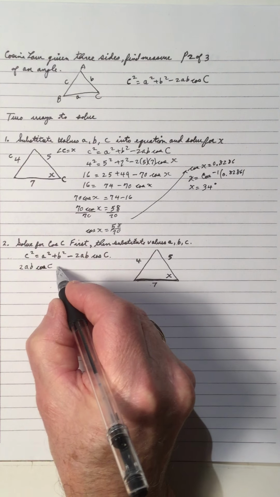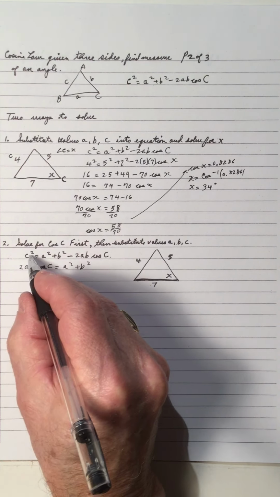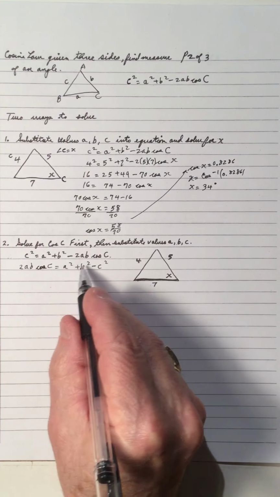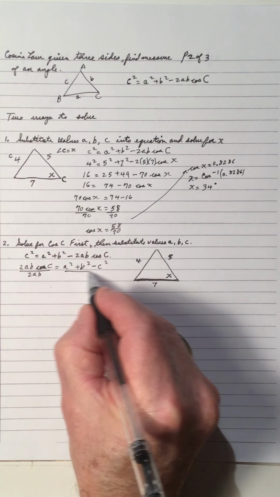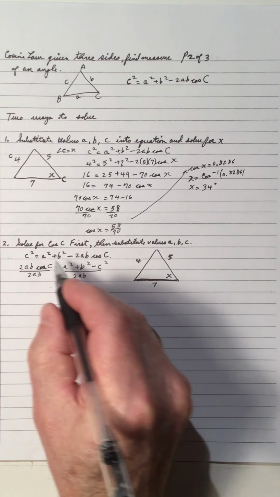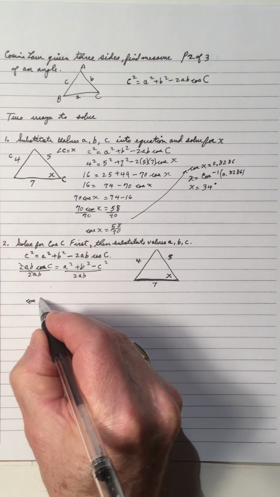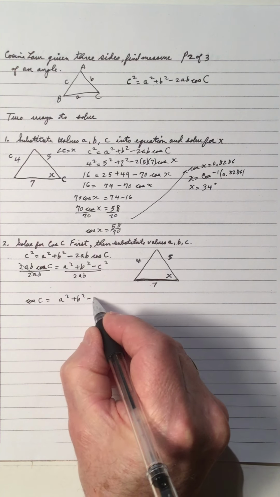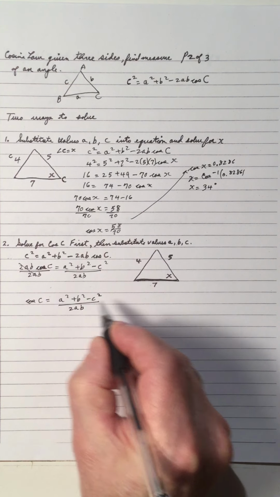Okay, there it is, and a squared plus b squared. That means I'll move the c squared to the right and make it negative. So when I have that done, I'll divide both sides by 2ab. They cancel out. So cos C is equal to a squared plus b squared minus c squared, divided by 2ab.